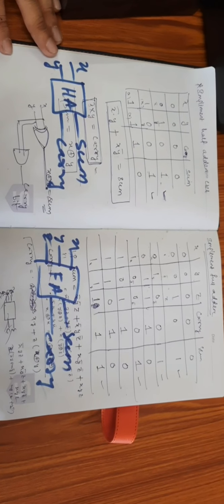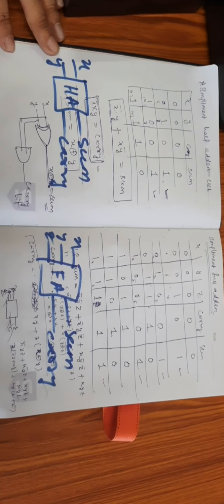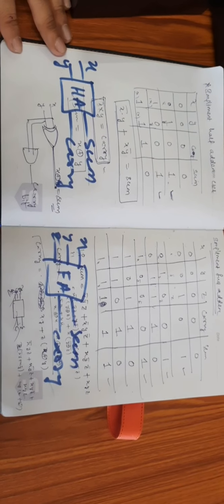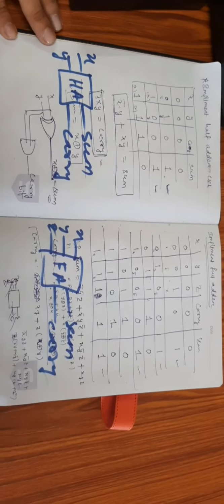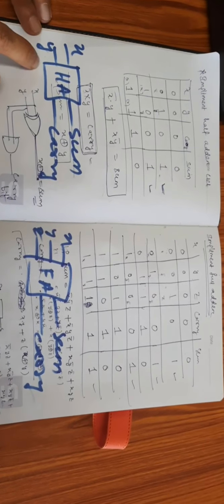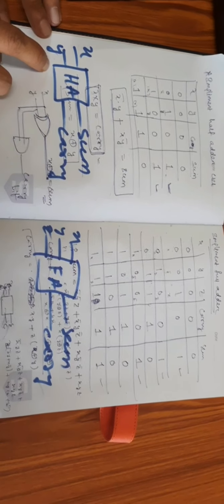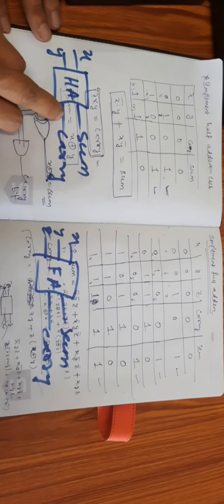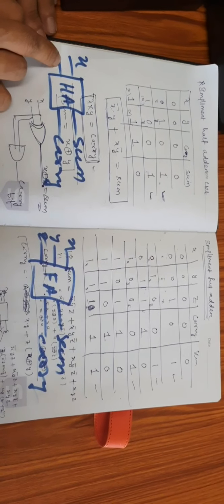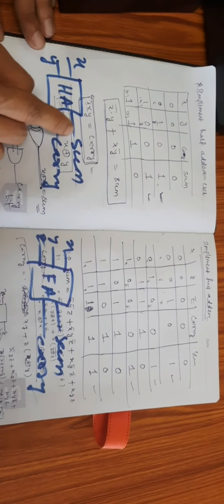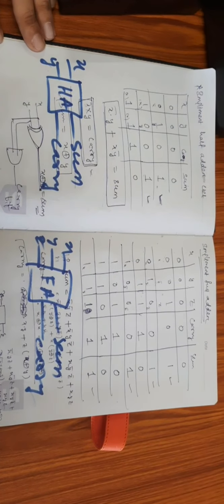So in this video lecture, we will verify the truth table of half adder and full adder logic circuit. So let's start with half adder circuit. If you look at the block diagram of a half adder circuit, it has two inputs and two outputs. X and Y are the two inputs and sum and carry are the two outputs.